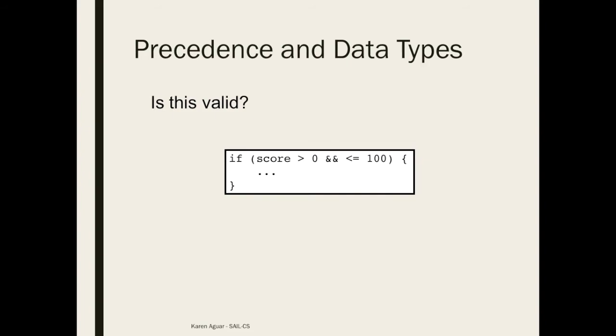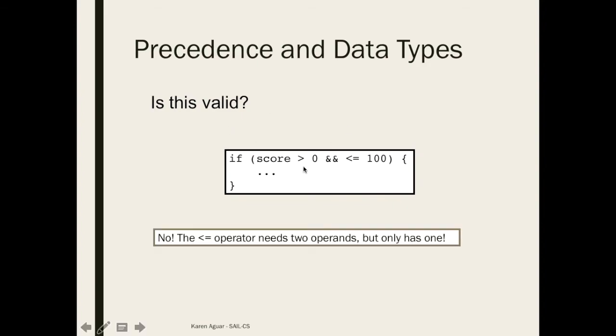Let's see if this is a valid compound Boolean expression. We've got if score > 0 && <= 100. Is this valid? The answer is no, because if score > 0, score > 0 can evaluate to either true or false, but on the other side of this ampersand, we've got <= 100.